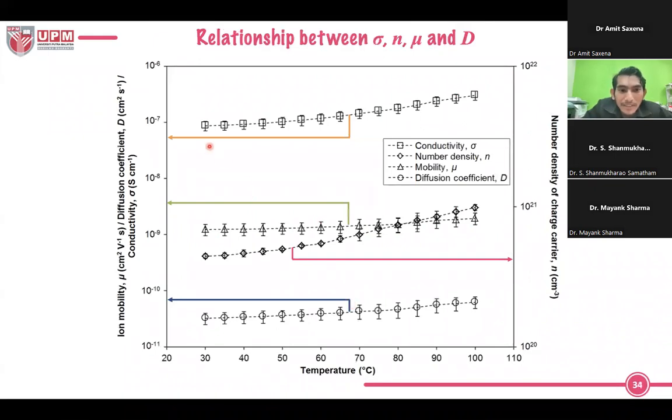And we can see here the conductivity of the electrolyte. When we increase the temperature, the conductivity of the electrolyte increases. The increase in conductivity with temperature is due to the increase in number density of charge carriers. And we can see that the mobility and diffusion coefficient have not increased too much. This indicates that when we apply temperature, the salt has more energy. It absorbs energy from the heat and can break, becoming more free ions. So this is proof that the number density of charge carriers increases when we increase temperature.